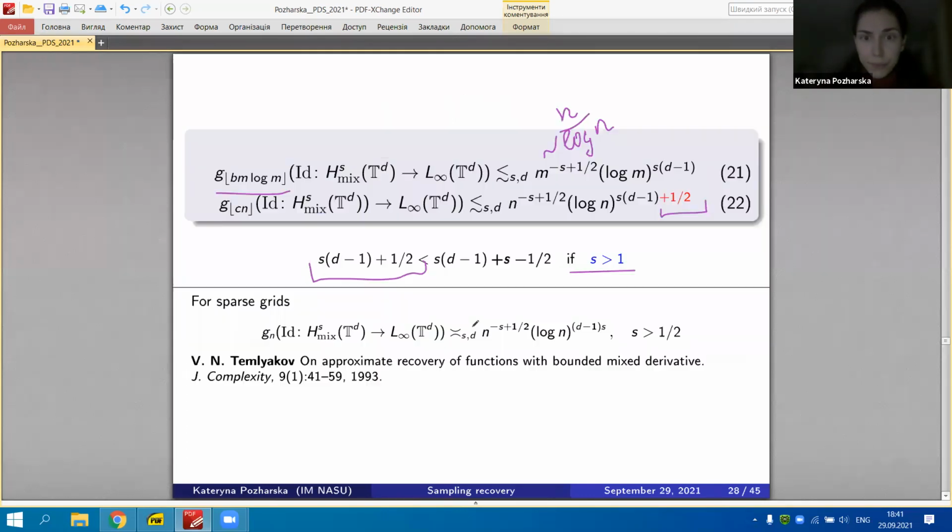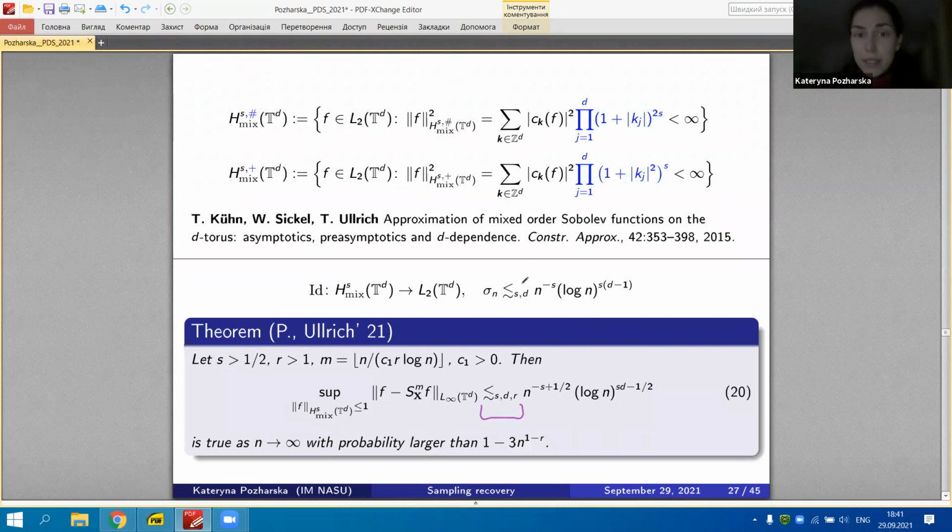Why is it important? If we look at this function on the right-hand side, its behavior is like this. It grows up to e to the d minus one, and then it starts decreasing, but we need to wait exponentially long until this function takes values less than one. We have here 4 to the d, I think. So we will need to wait exponentially long until this value is small.